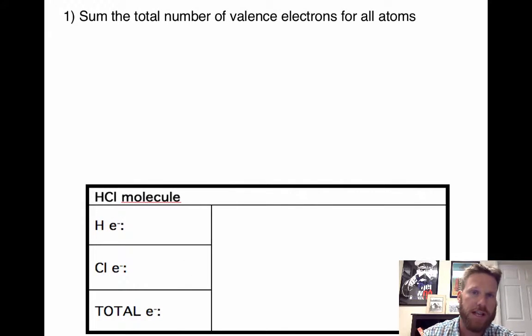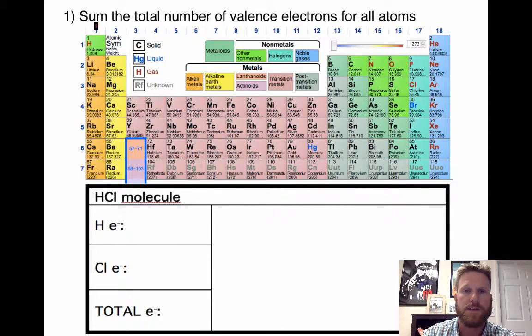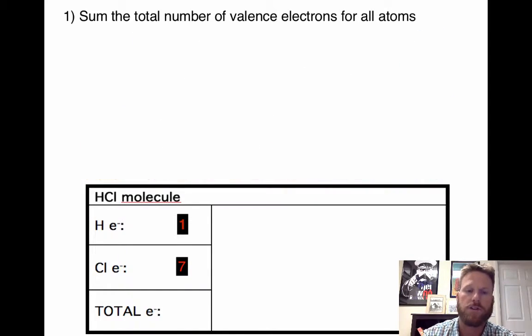Let's look at HCl. The first thing we have to do is determine the total number of valence electrons for all atoms. So if we look on our periodic table, we can see hydrogen is in family number 1. So we have 1 valence electron from the hydrogen. Chlorine is in family number 7. We have 7 valence electrons from chlorine. And if we add those together, we have 8 total electrons that we need to assign to our Lewis structure.